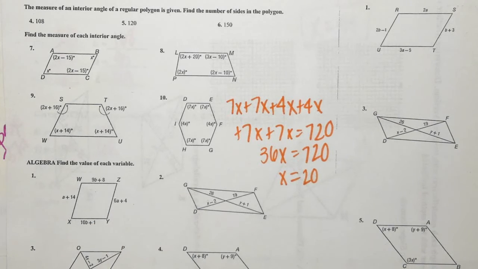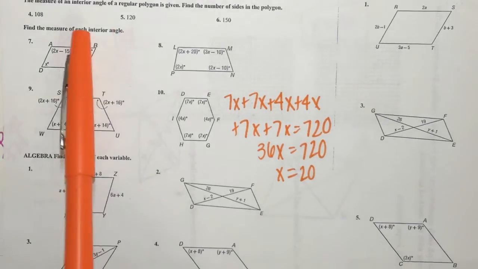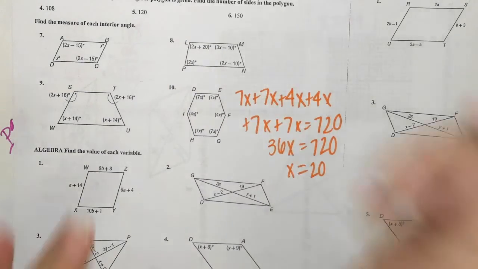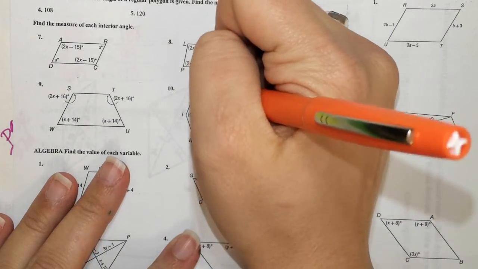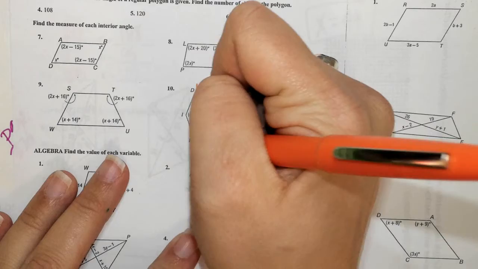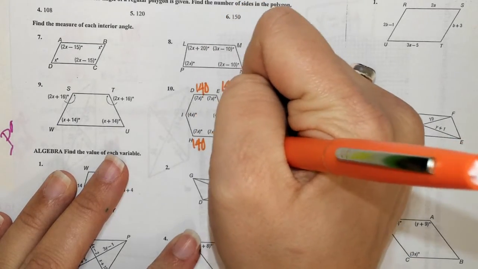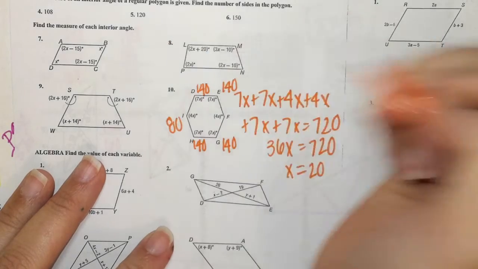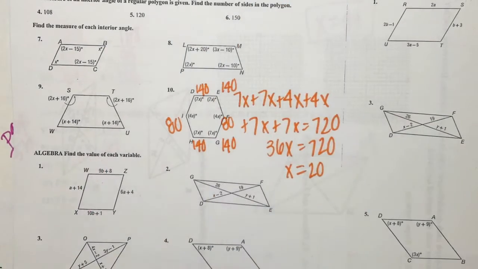I got x is 20. Okay, so now that I have x, what do I need to do? Plug it back in, because it asks you for the measure of each interior angle, not just x. So you plug it back in. So D would be 140, and so would E, and so would H, and so would G, right? Then what would I be? 80. And F would also be 80.